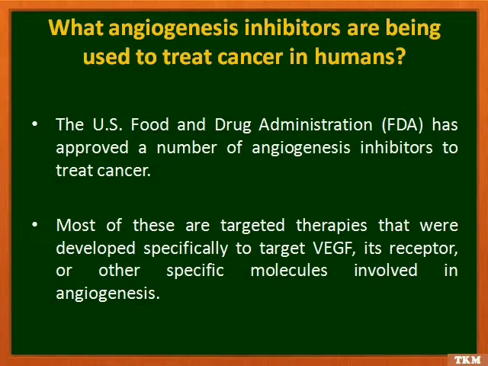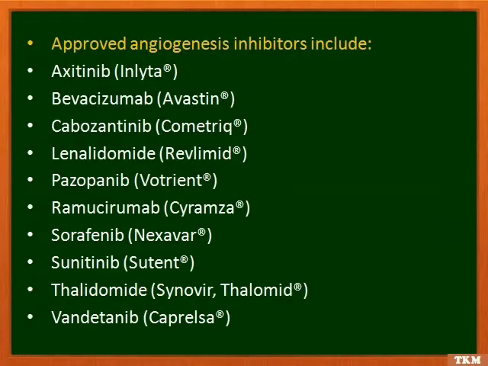What angiogenesis inhibitors are being used to treat cancer in humans? The US FDA has approved a number of angiogenesis inhibitors to treat cancer. Most of these are targeted therapies that were developed specifically to target VEGF and its receptors, or other specific molecules involved in angiogenesis. This is the list of approved angiogenesis inhibitors.